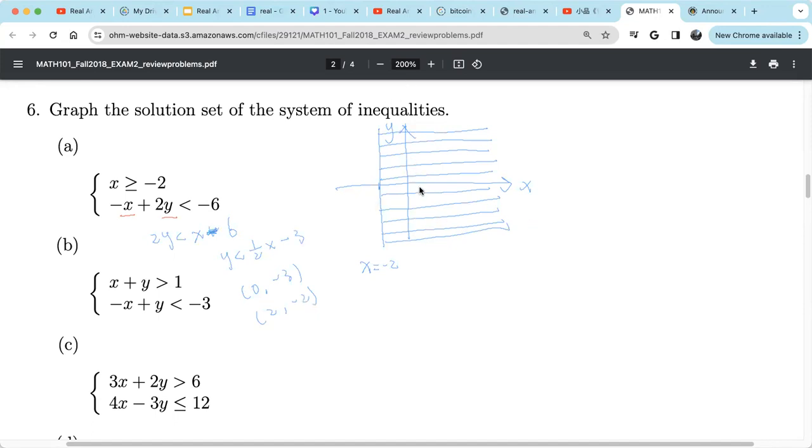So let's grab 0, negative 3. Negative 3 might be somewhere here. And then 2, negative 2 is somewhere here. Without the equal sign in the inequality, I draw a dotted line. Now I look at the inequality sign. The inequality sign is less than. Less than, I draw down below the line.